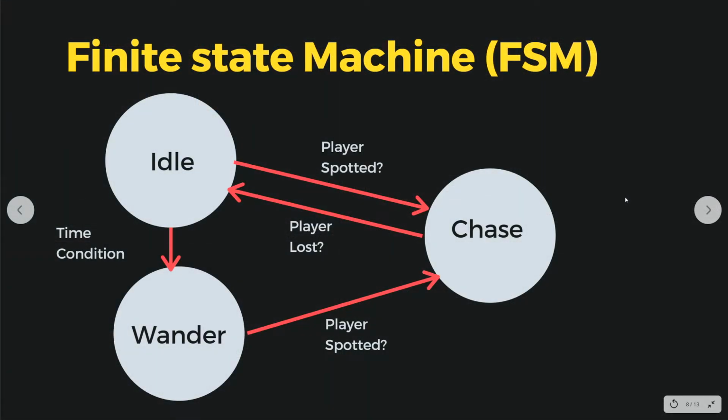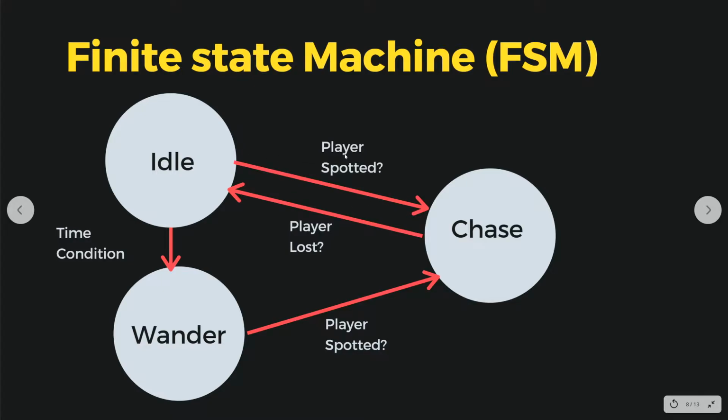Finite state machine is a technique to make decisions. Basically, it allows our NPC to switch between states depending on what is going on in our game world. Well, let's say we start in the idle state. We have chase state and wander state. How do we decide if we want to choose one or the other or stay in the idle state? Basically, we can create conditions. So those are the conditions, the text near the arrows.